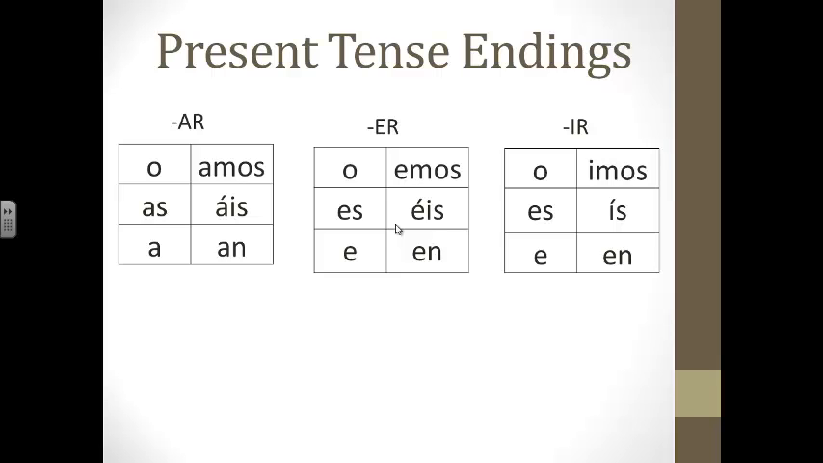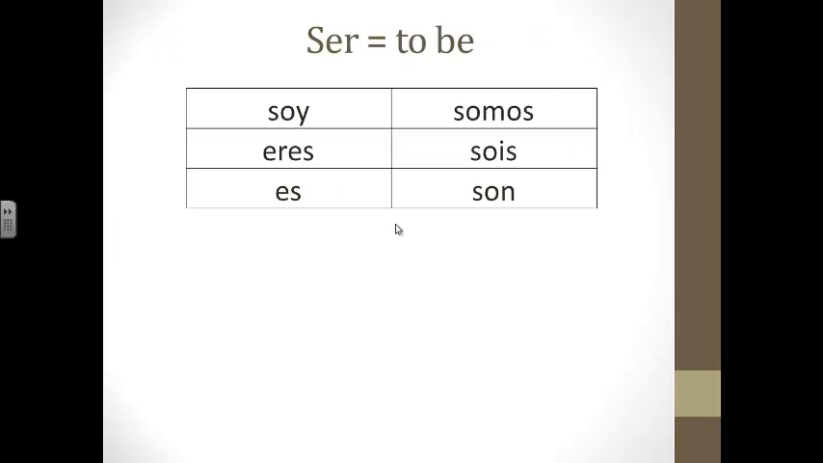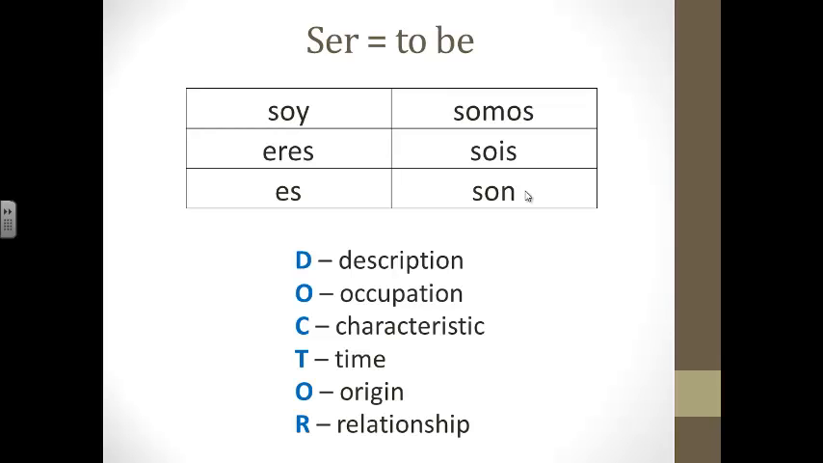Okay, first verb we're going to talk about today is the verb ser. Ser significa to be. Its conjugation, soy, eres, es, somos, sois, son. Remember that both ser and estar mean to be, so when you go to use the verb ser, remember the acronym DOCTOR. You use ser anytime you're describing someone, talking about their occupation, talking about a characteristic of someone or something, talking about the time, whether it's 1 o'clock, it's 2 o'clock, or it's Friday, talking about someone's origin, or the relationship of people or things.